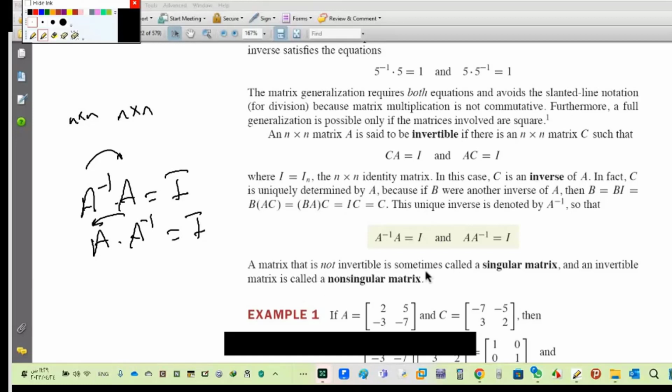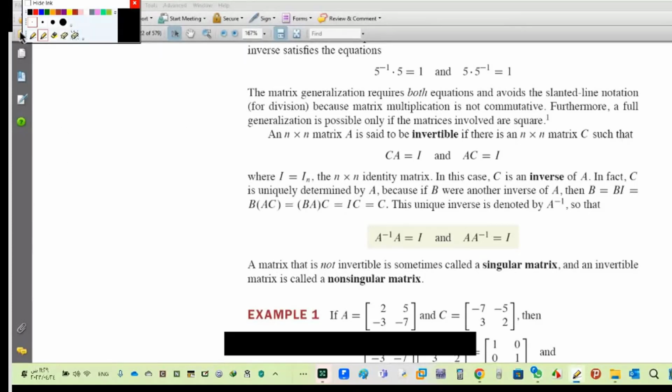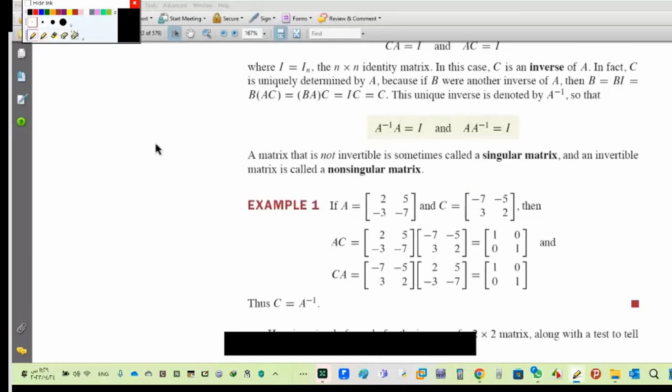Matrices that are not invertible are so-called singular matrices. An invertible matrix is called non-singular. Those are important for the exam. What are singular and non-singular matrices? Example: if I have A, see this, and this is C. Multiply both, and the result is this. This is I, the identity matrix. This is a square matrix. So we can say C is A minus 1.